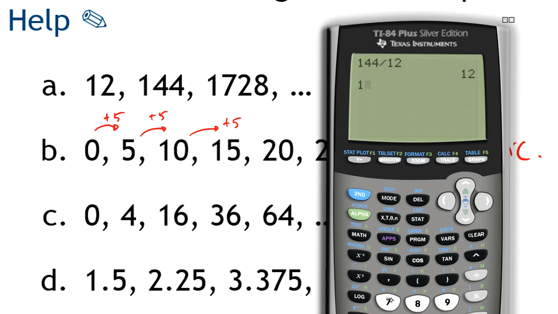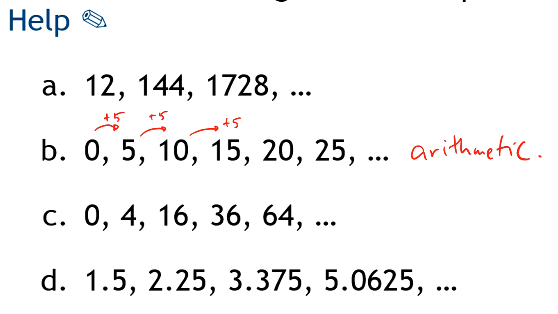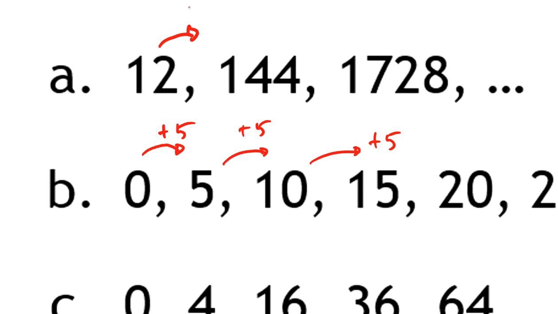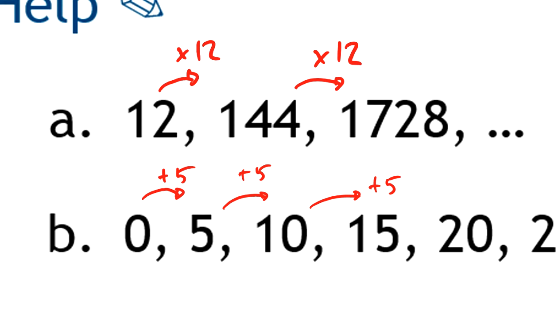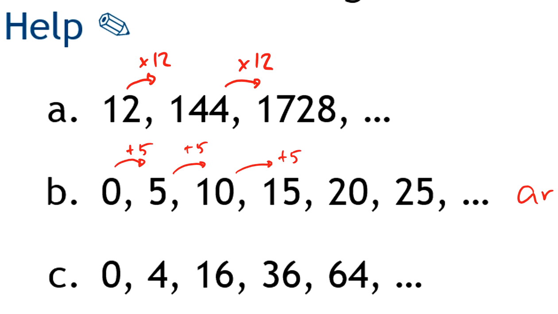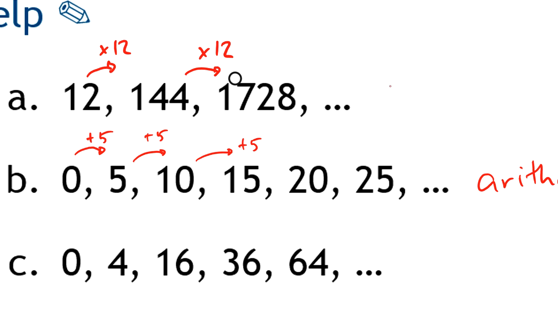So I'm going to take 1,728 and divide that by 144, and voila, I also get 12. So I see that as I'm moving forward from the first to the second to the third term, each time I'm multiplying by 12. So this is times 12 and then times 12. So each time I'm multiplying by 12, and I could figure out the next several terms if I needed to, but because I'm multiplying by the same value each time, this is a geometric sequence. So A is geometric. And we know that B was arithmetic.